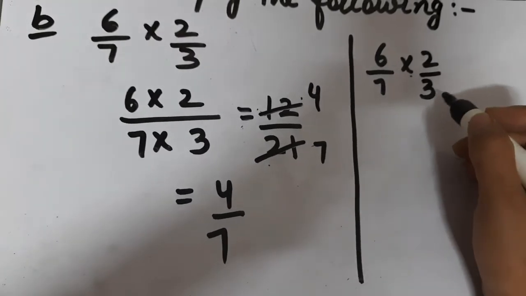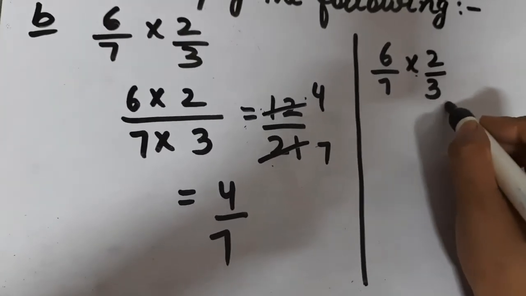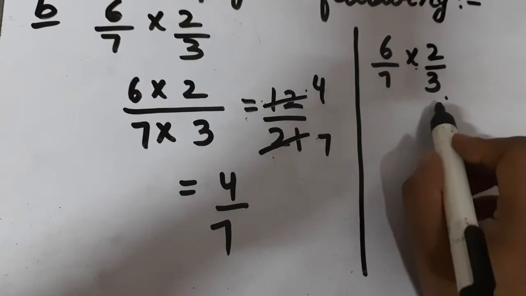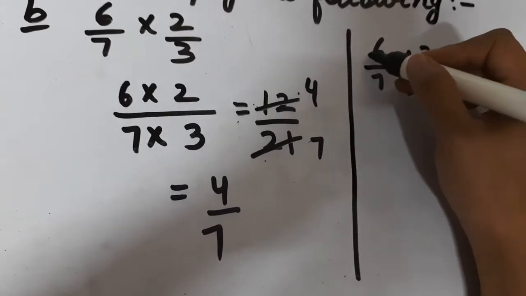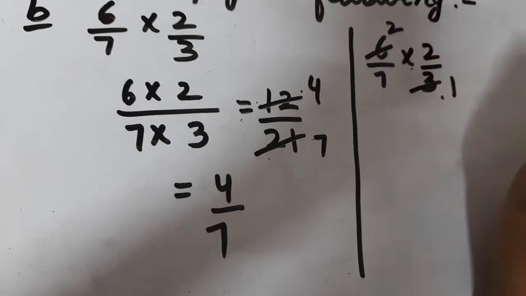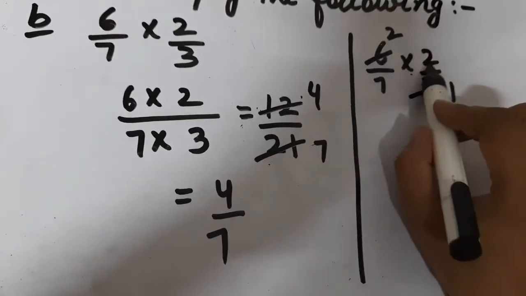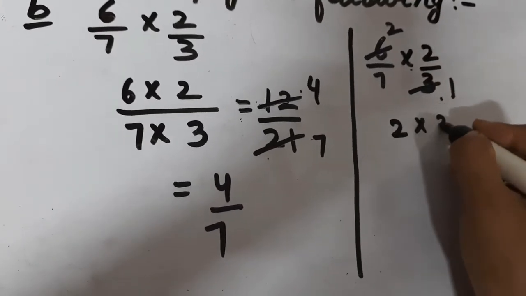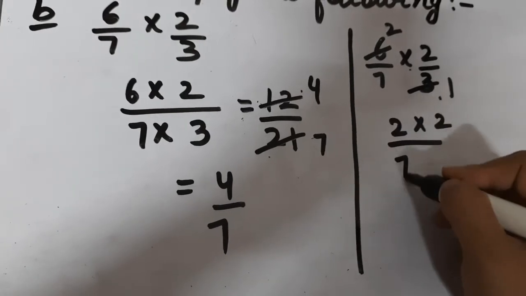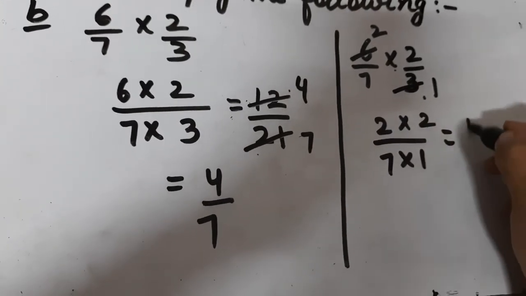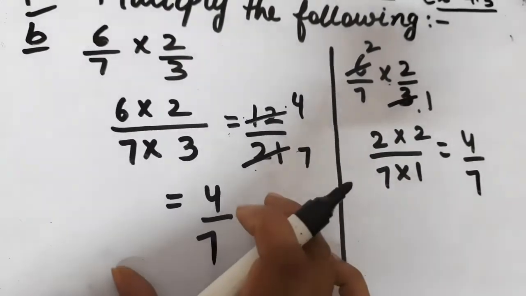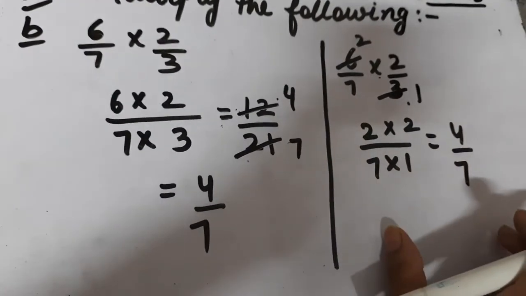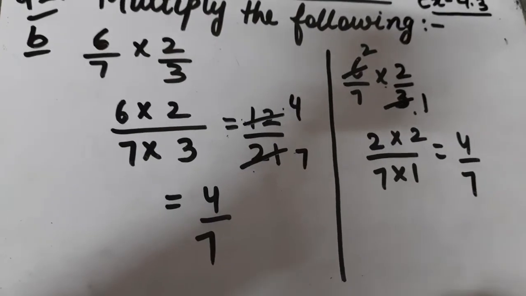See, denominator 3 can divide the numerator 6. 3 1s are 3, 3 2s are 6, like this. Now we will multiply the numerators 2 and 2 and multiply the denominators 7 and 1. This will be 4 upon 7. You can solve by using this method or you can solve by this method also. Fine, now let's start C part.